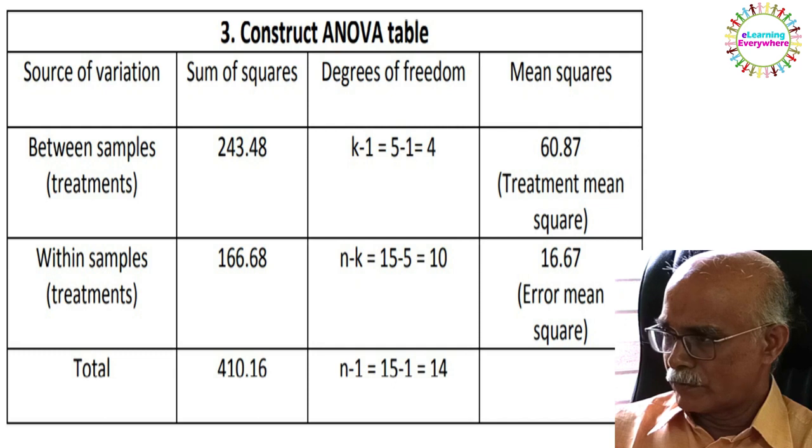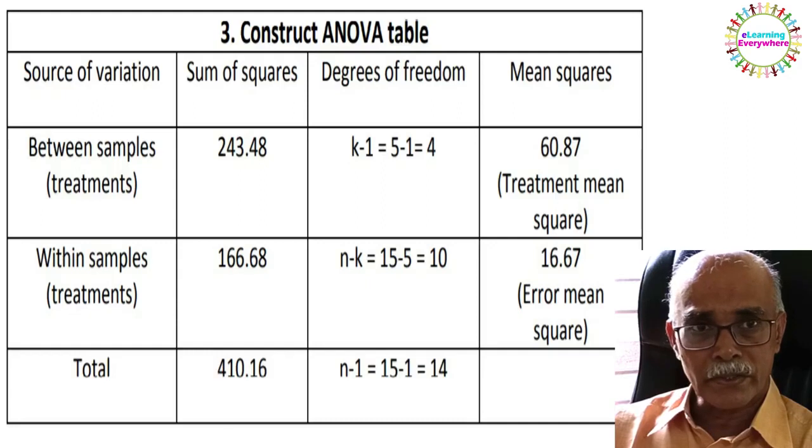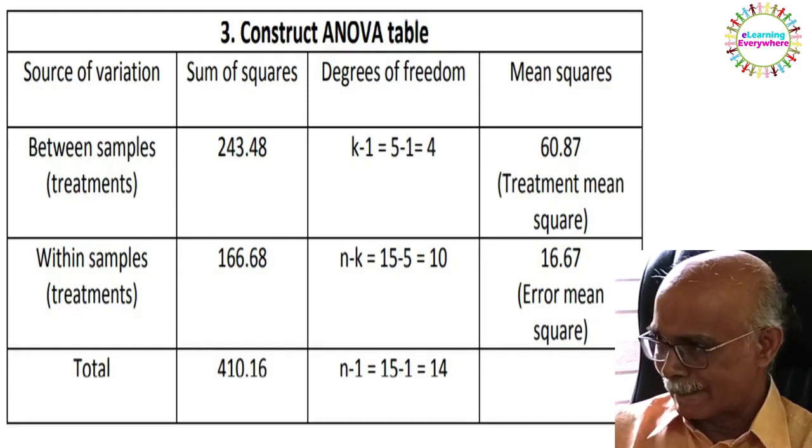In the case of the between treatment variation, the degree of freedom is k minus 1, which is 5 minus 1, which is 4. And in the case of within sample variation, the degree of freedom is n minus k. n is the total and k is the number of treatments. Means 15 minus 5 is equal to 10.